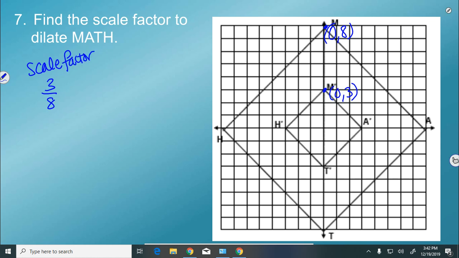And it's just going to be 3/8 in every direction because, again, this is 3. This would be 3, negative 3, 0. And this would be negative 8, 0. Okay, so it's not going to change it. And again, if I look here, this is 3, but then going all the way up, 4, 5, 6, 7, 8. The whole thing would be 8. So that makes our scale factor just 3/8.